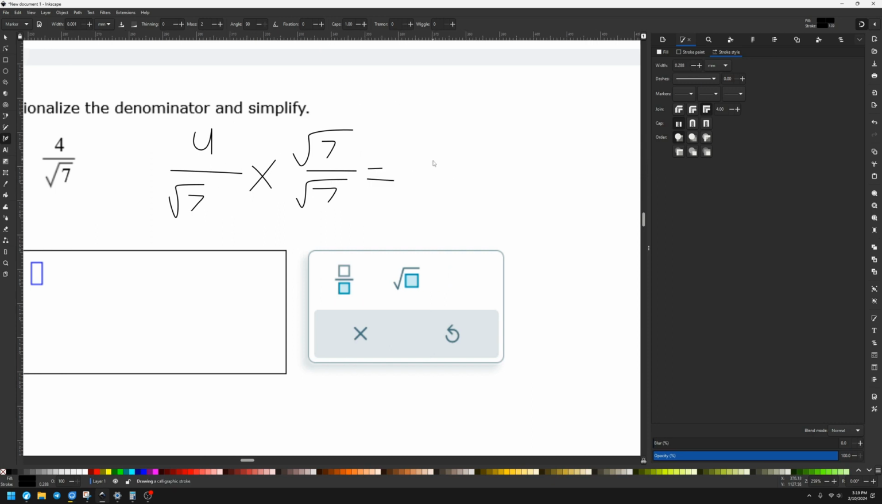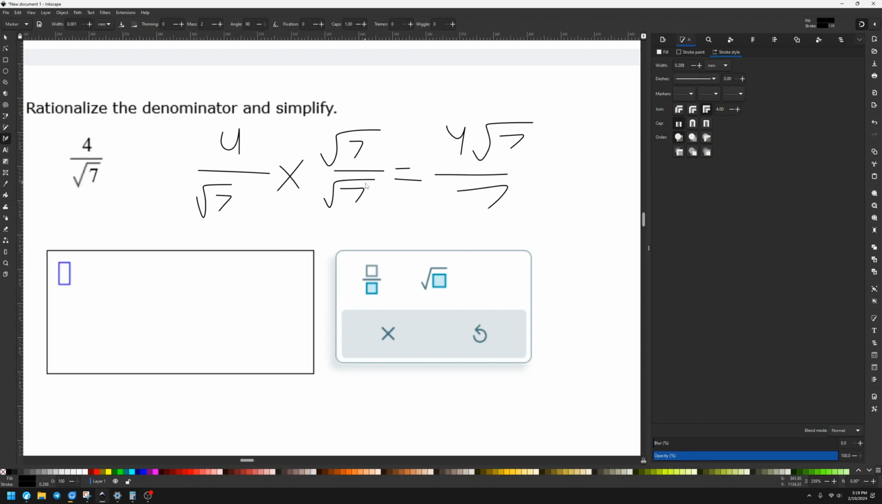Multiply straight across. So 4 times the square root of 7 divided by the square root of 7 times the square root of 7. That's just 7. Since there is no longer a radical in the denominator, we have rationalized it, and we are done.